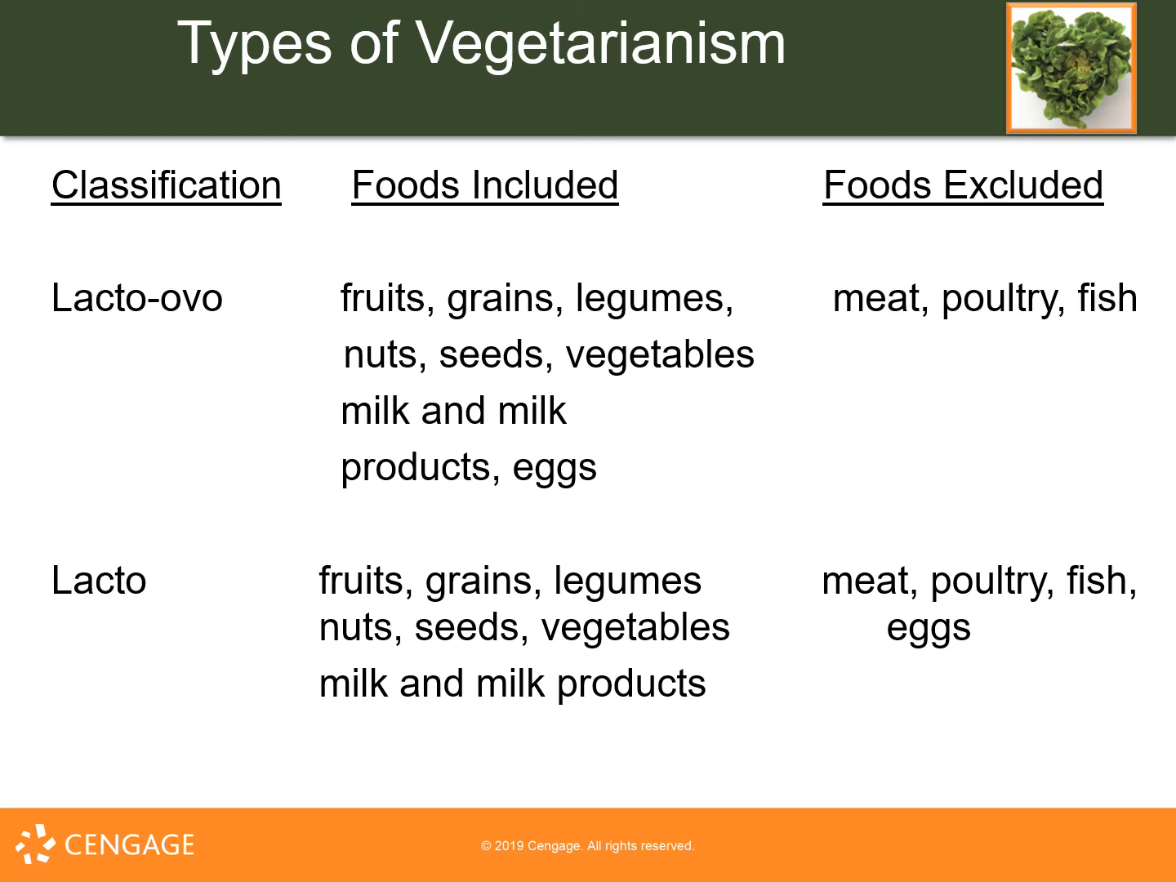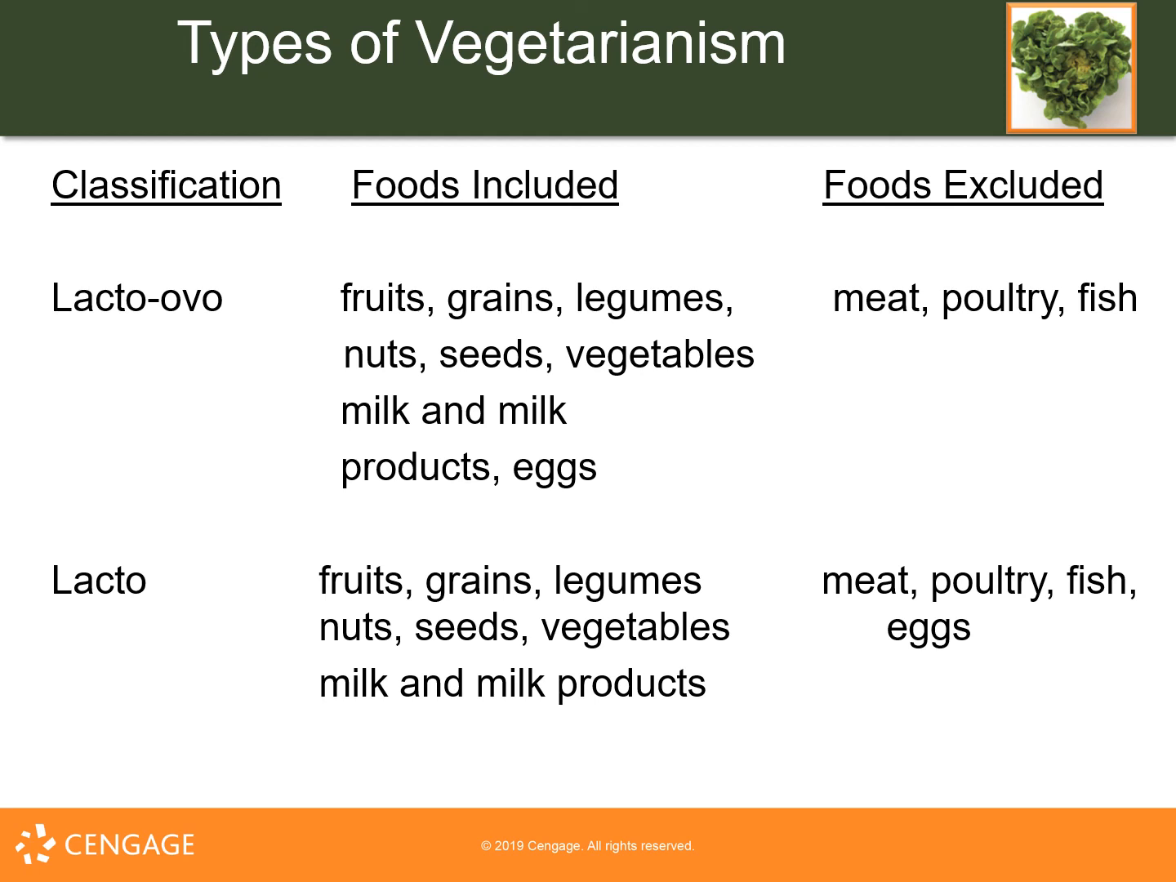So this is some of the types of vegetarianism. So you see that you have the classification. This top one is lacto-ovo. Lacto regarding milk, ovo, egg. So a lacto-ovo vegetarian can drink milk and can eat eggs. So you see the foods that are included and then foods excluded.